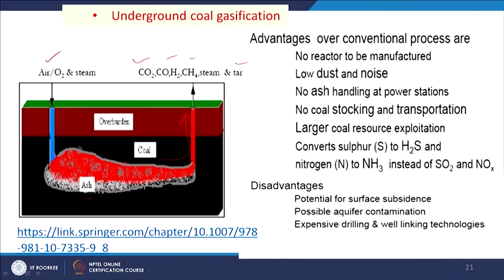So, this is the concept, and people have studied it mostly in simulation based studies, and some plants are also available for underground coal gasification around the world. I will discuss that, but now I will see what are the advantages of this and what are the disadvantages. So, advantages over conventional processes are no reactor to be manufactured, low dust and noise, no ash handling at power stations, no coal stocking and transportation, larger coal resource exploitation, and it converts sulfur to H2S and nitrogen to NH3 instead of SO2 and NOx. And it has some disadvantages, that is the potential for surface subsidence, possible aquifer contamination and expensive drilling and linking technologies.